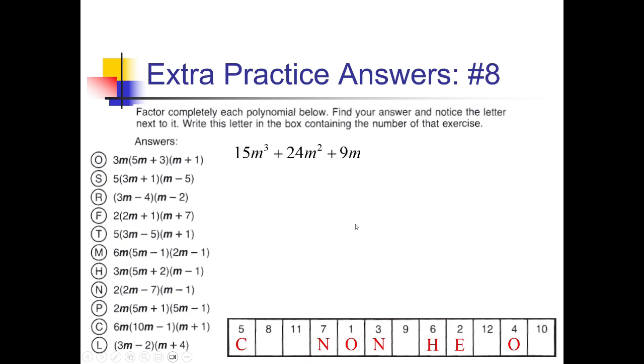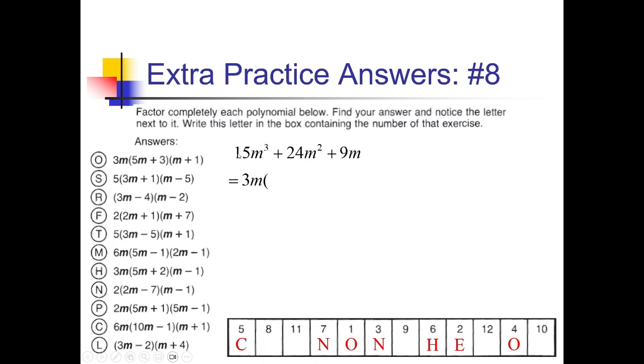Moving on to the next one, it looks like all of these terms are divisible by 3. So at the very least, I can take a 3 out of all of those before I try any more advanced factoring things. And they also all have an m, at least m to the first power. So let me take that out as well.